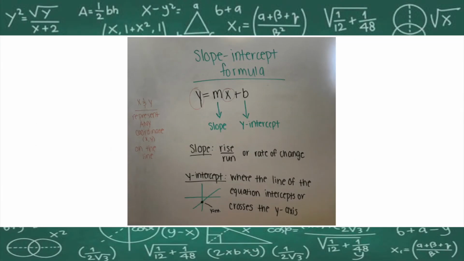Now I would introduce the new slope-intercept formula, labeling and explaining the parts of it. I would explain that the m variable represents the slope, which is the rise over run or the rate of change. The b is the y-intercept, which is where the line of the equation intercepts or crosses the y-axis, and that the x and y represent any coordinate on the line. I would allow time for students to ask any questions that they might have.